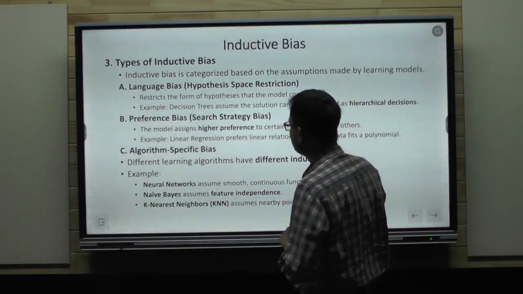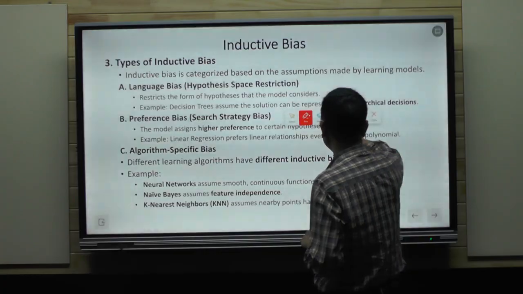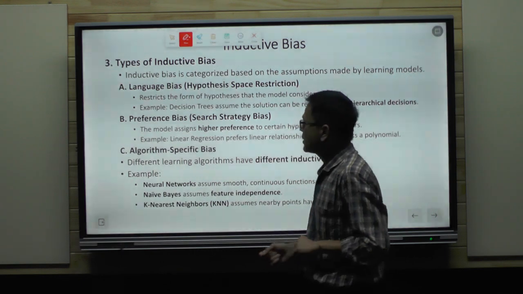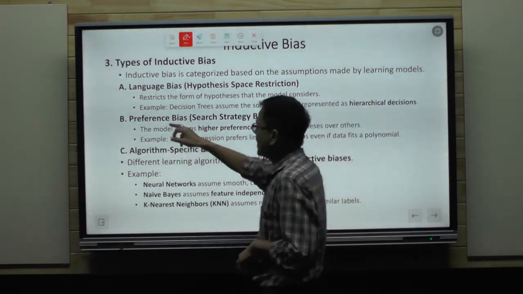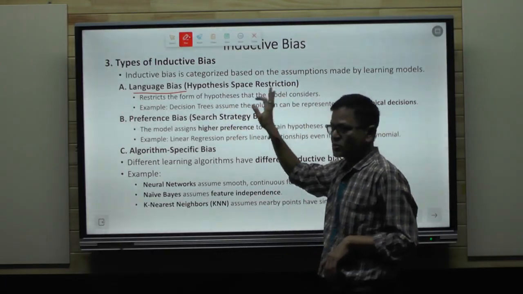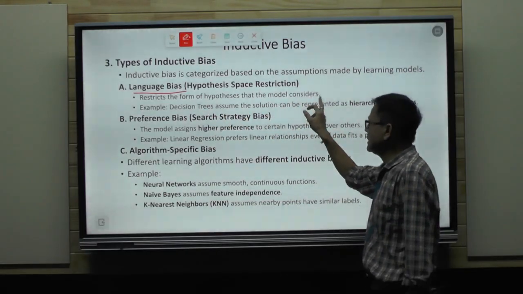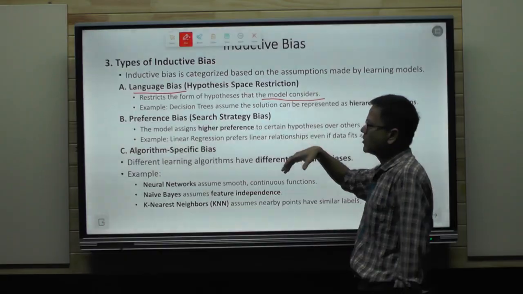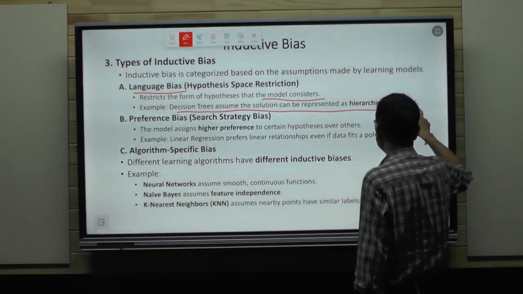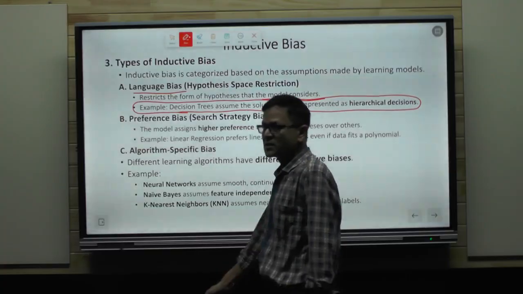So what are the types of hypothesis learning? First, we have a language bias, or hypothesis space restriction. It restricts the form of hypothesis that the model considers. You put a constraint on it. For example, the decision tree assumes the solution can be represented as hierarchical decisions. This is known as language bias.